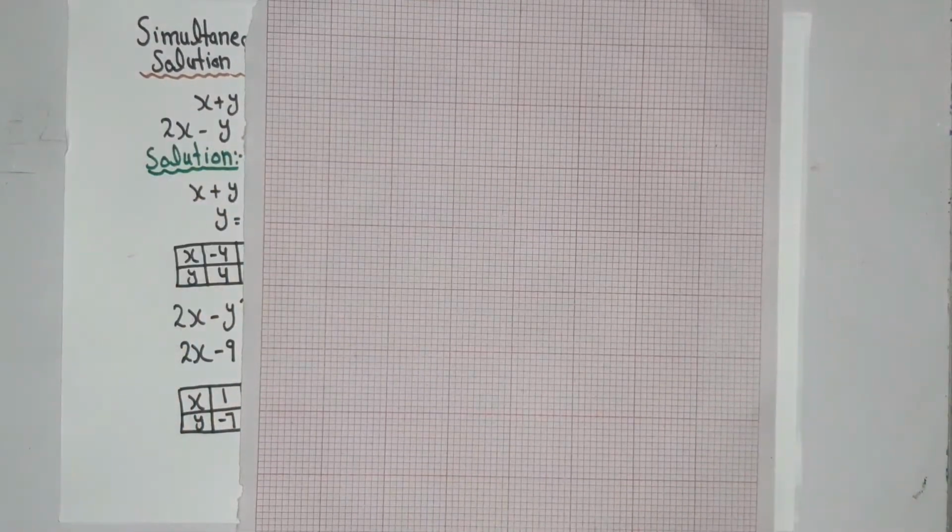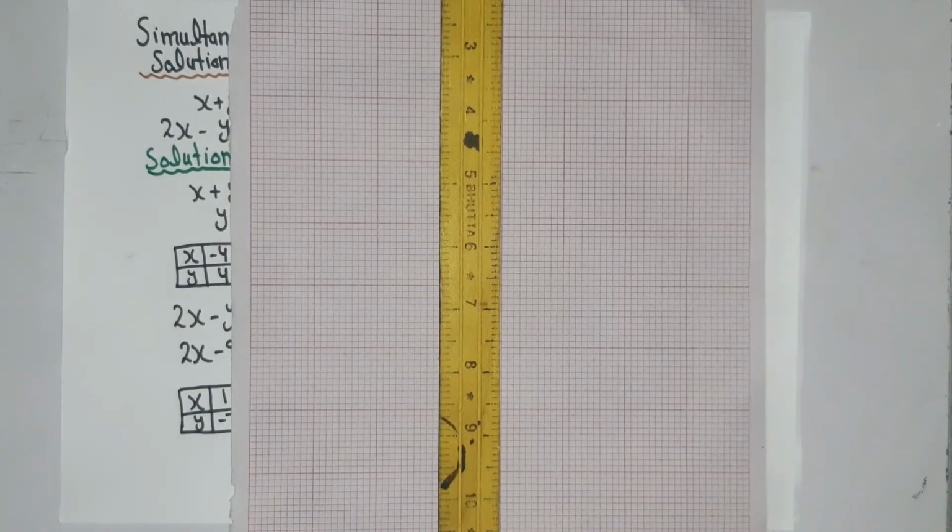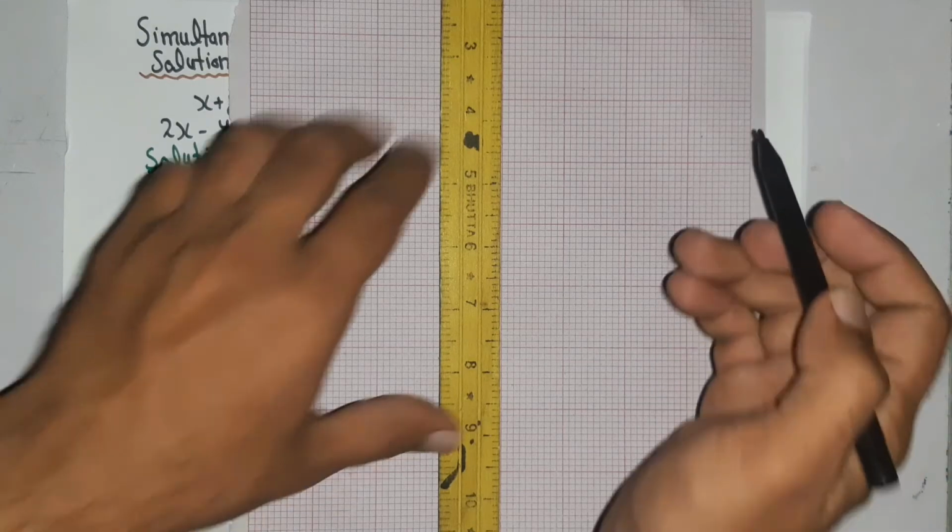So here we have a graph paper. First of all, we have to draw a vertical line that represents the y-axis.